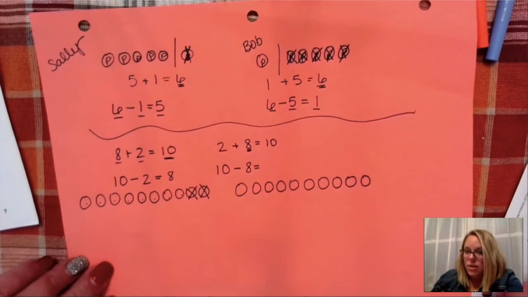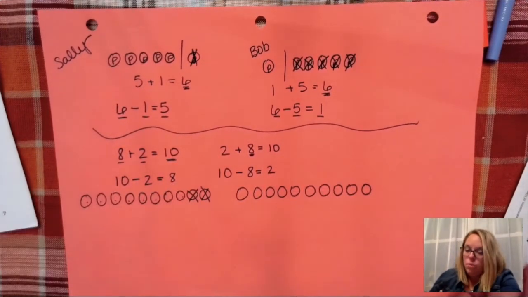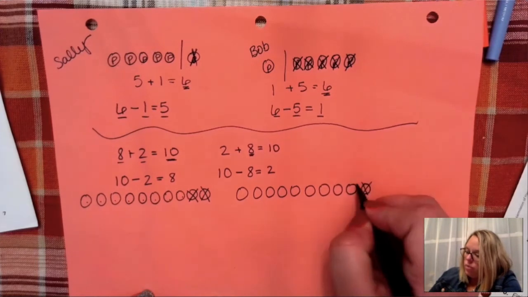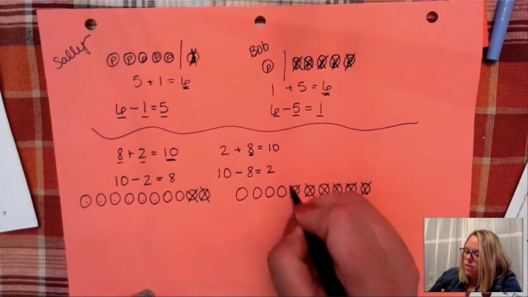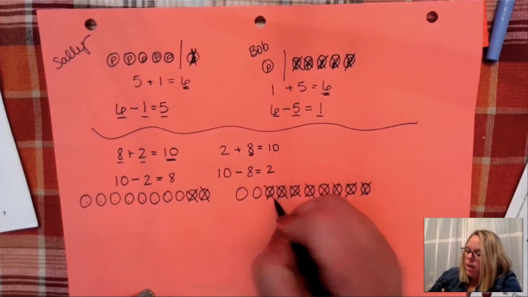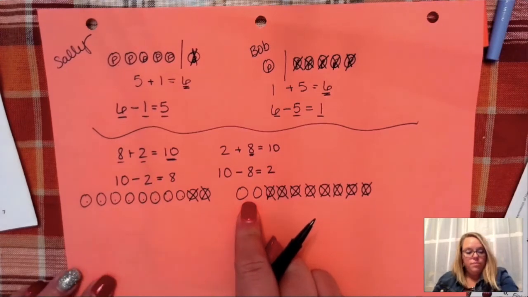Okay, now what is that going to equal? That's going to equal 2. So let's prove it. We're getting rid of 8. 1, 2, 3, 4, 5, 6, 7, 8. How many are left? 1, 2.